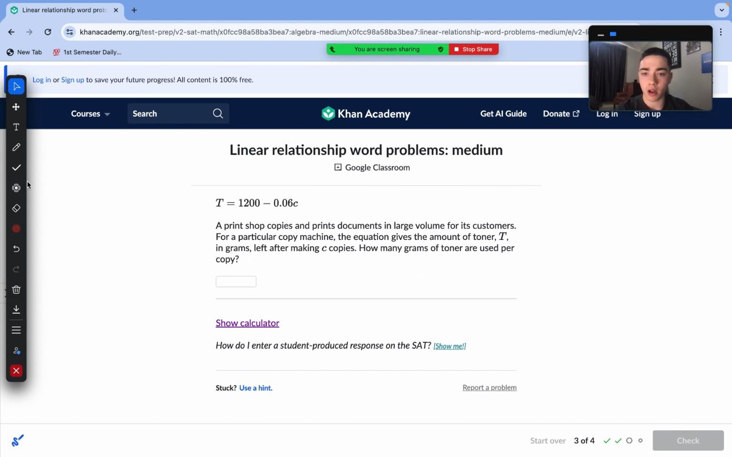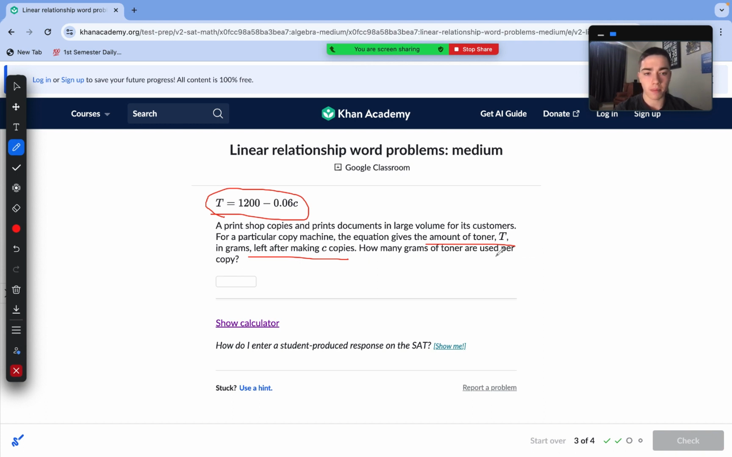A print shop copies, they give us an equation first off. T equals 1,200 minus 0.06C. A print shop copies and prints documents in larger volumes for its customers. For its particular copy machine, the equation gives the amount of toner, T, in grams left after making C copies. How many grams of toner are used per copy?